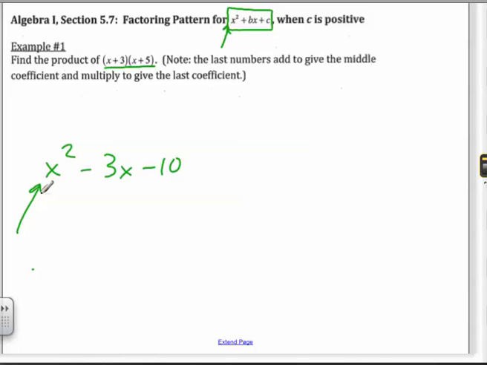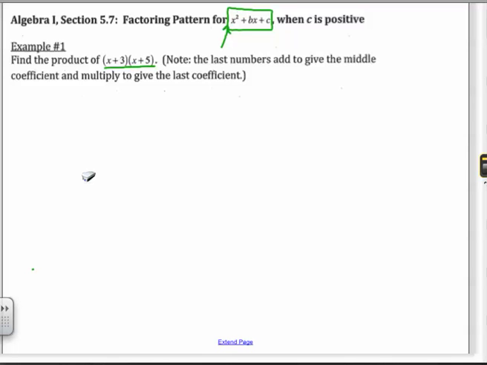Let me show you how this works. Let's look at example number 1. It says, find the product of x plus 3 times x plus 5. And then in parentheses it says, note, the last numbers, 3 and 5, add to give the middle coefficient and multiply to give the last coefficient. Let's see what that means.